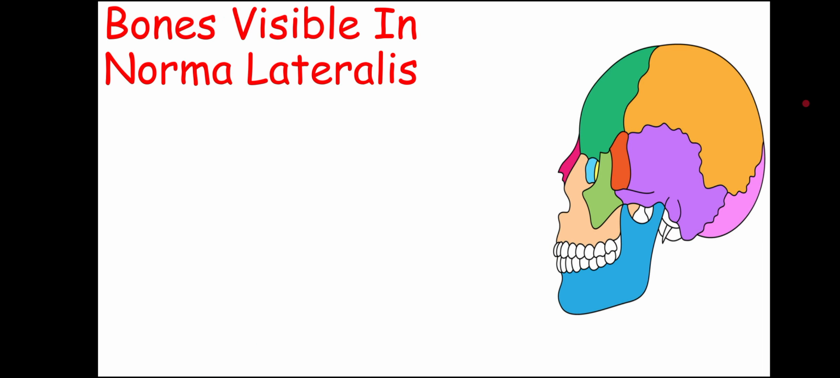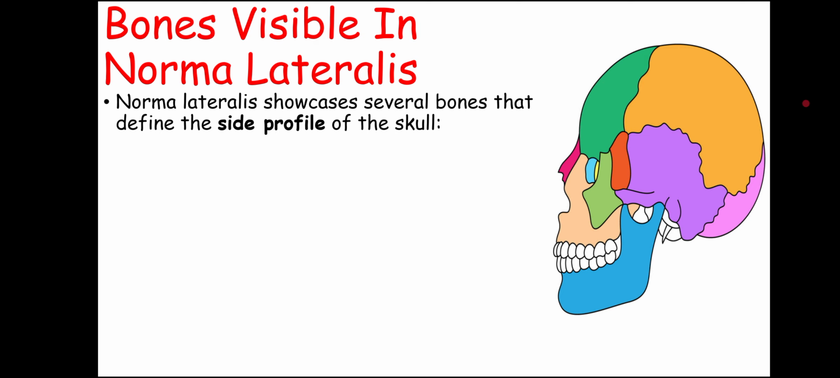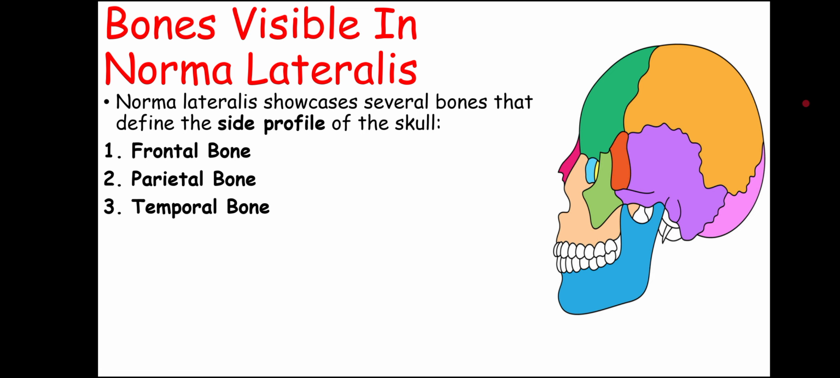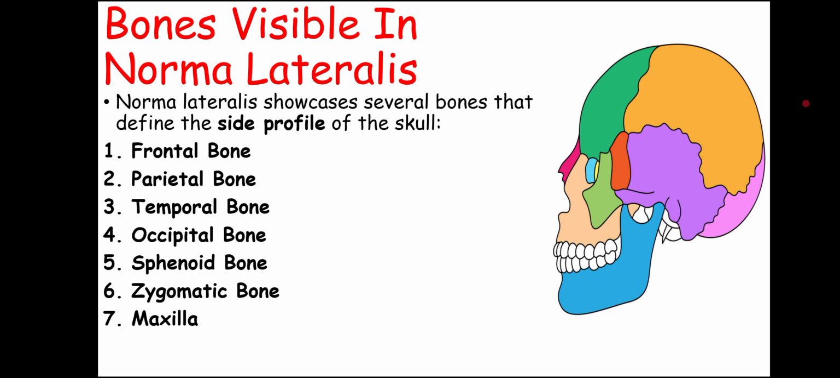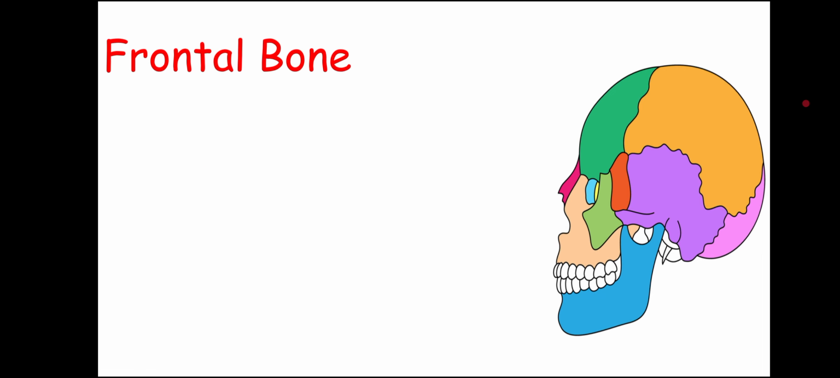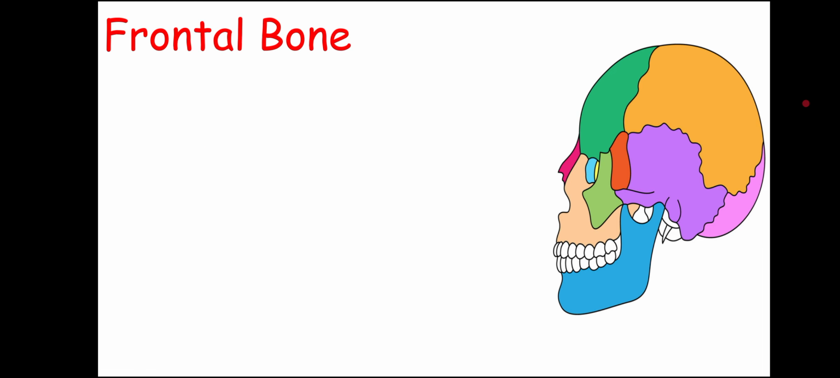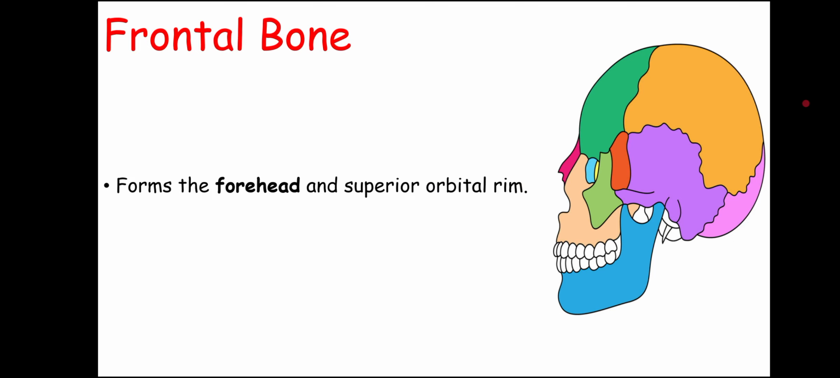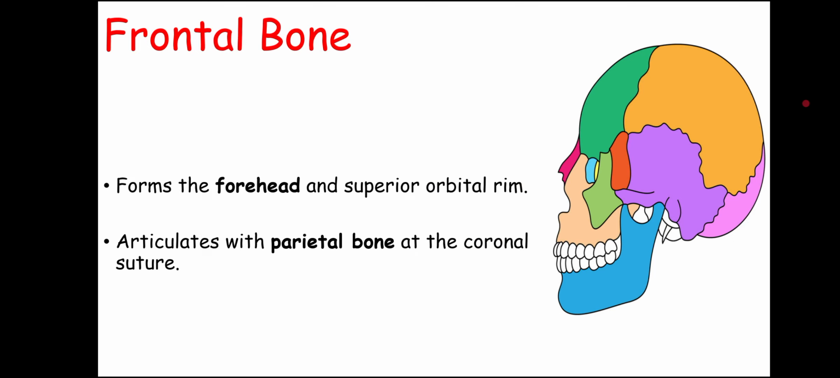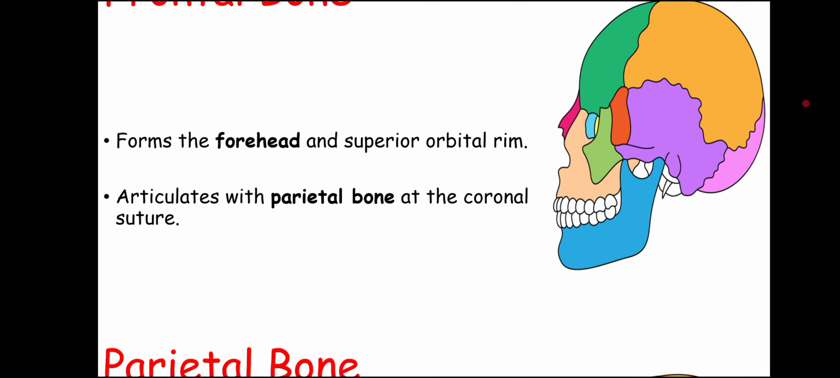Now let's talk about what are the bones visible in Norma Lateralis. Bones visible in Norma Lateralis include frontal bone, parietal bone, temporal bone, occipital bone, sphenoid bone, zygomatic bone, maxilla, and mandible. First bone we are going to talk about is frontal bone. There you can see in the diagram the green color bone is frontal bone, dark green color bone more specifically. It forms the forehead and superior orbital rim. It articulates with the parietal bone at the coronal suture.